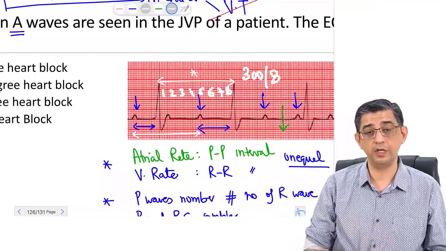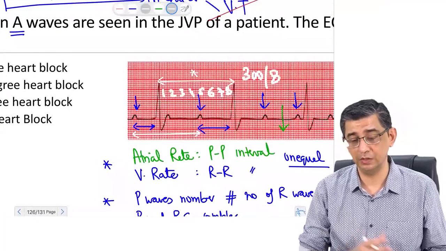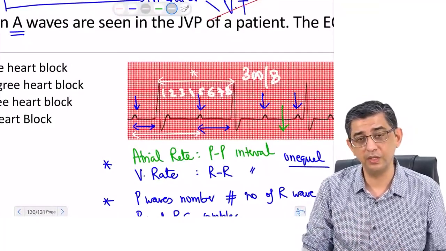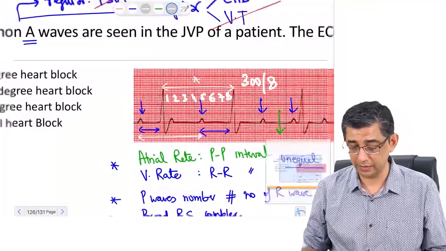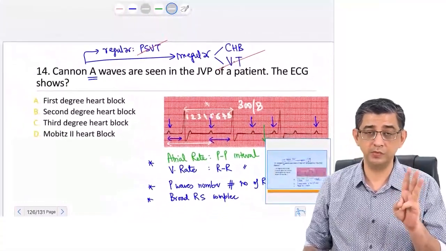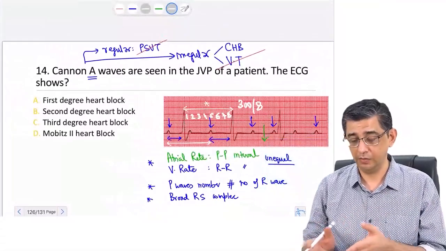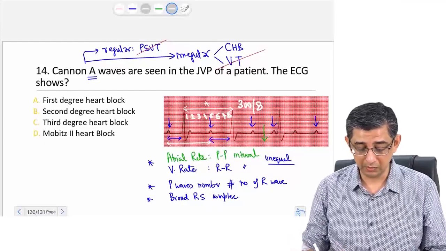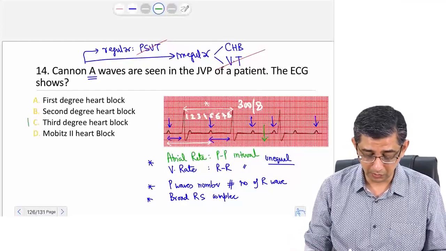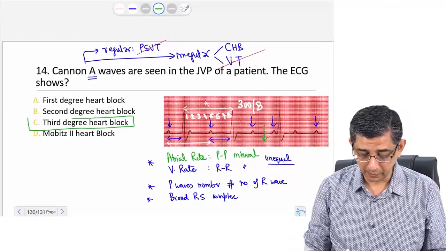It's going to be less than 40. I would say it would be in the range of 35, 36 only. So that's an extremely slow heart rate. There are three important causes for Cannon A waves that you need to know: PSVT, VT, and complete heart block. If you can rule out the two, you are still left with the diagnosis. In this case, complete heart block is also called third degree heart block.